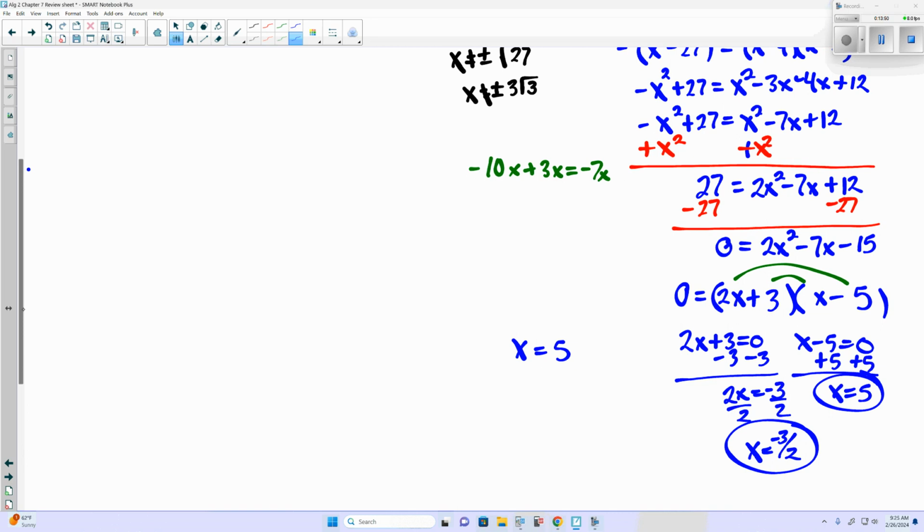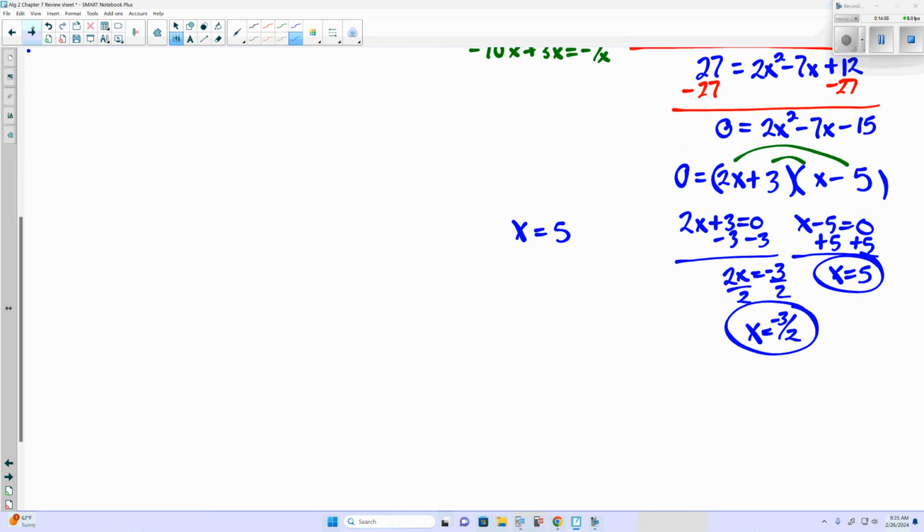Questions on this here? So the only ones that the restrictions will show up, the directions for those problems will specifically tell you there's going to be a restriction. We good with this one here? All right.